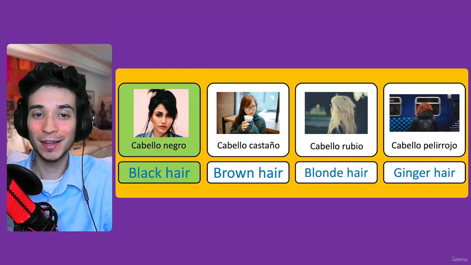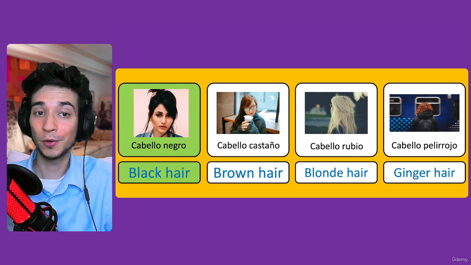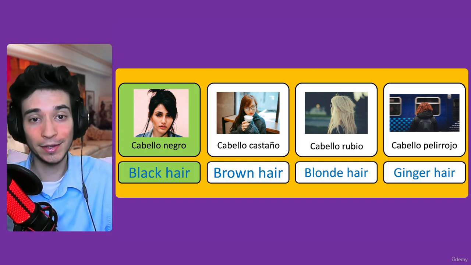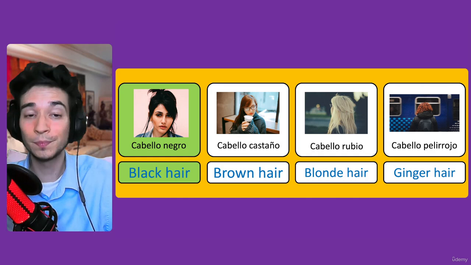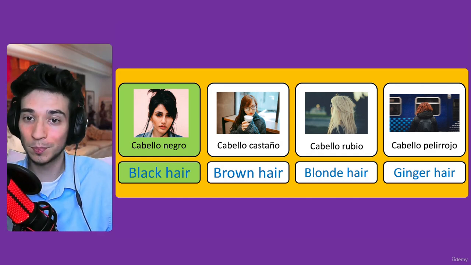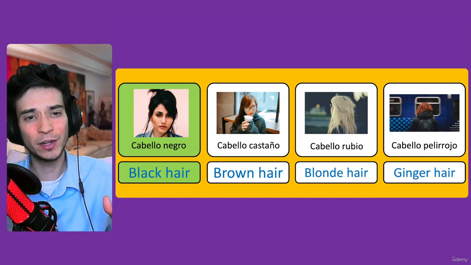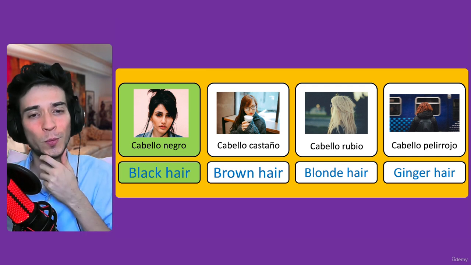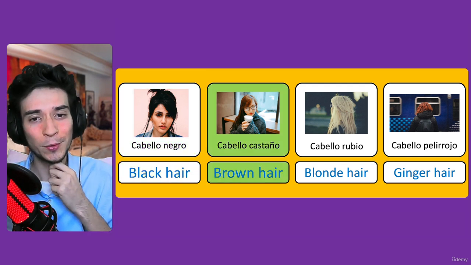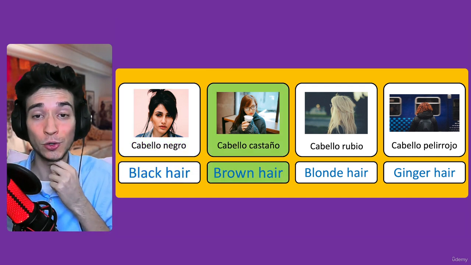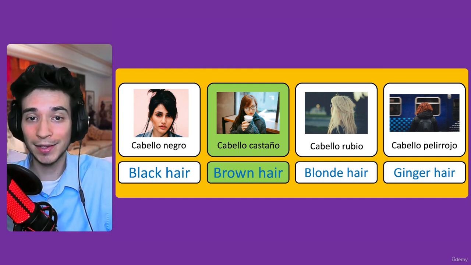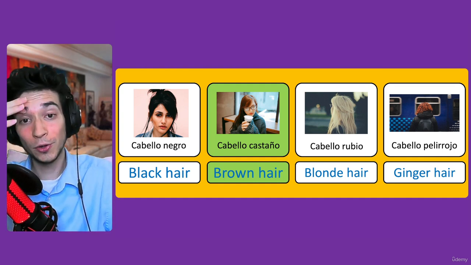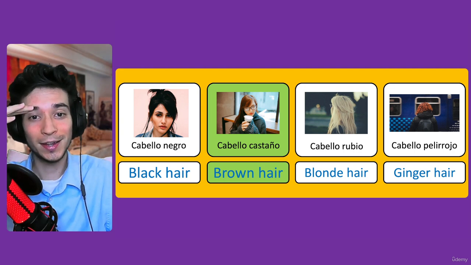Let's see. Here we have cabello negro, which means black hair. Cabello negro. This one is simple, or pelo negro. It's simple because negro means black. But after that, it becomes quite hard. And I don't know why. Because brown hair, we say cabello castaño. So yeah, we have a word for this. Castaño. Cabello castaño. Brown hair.